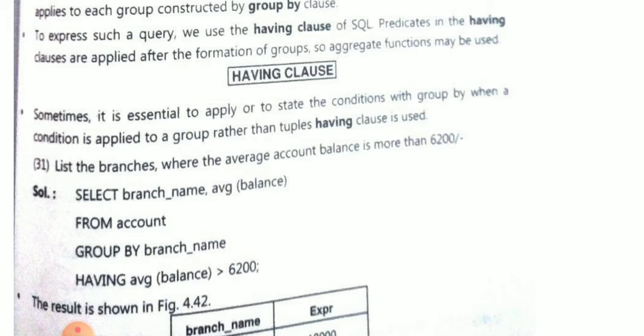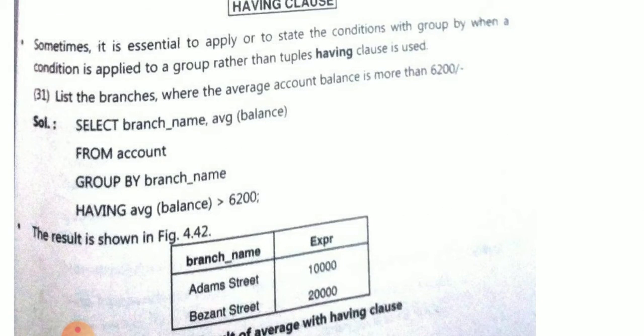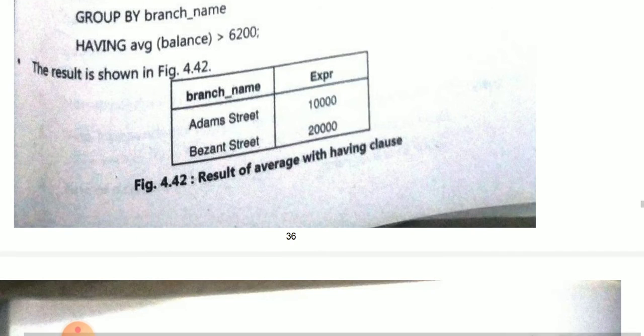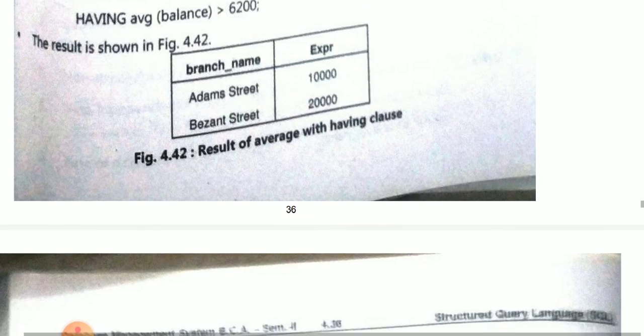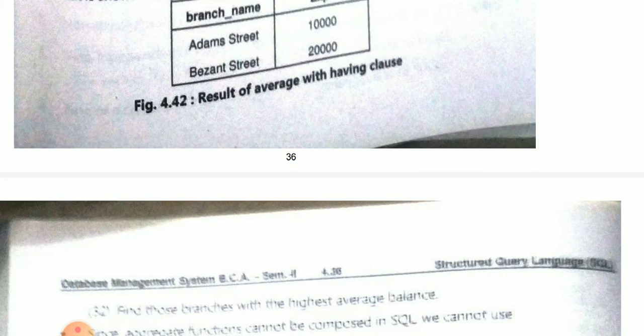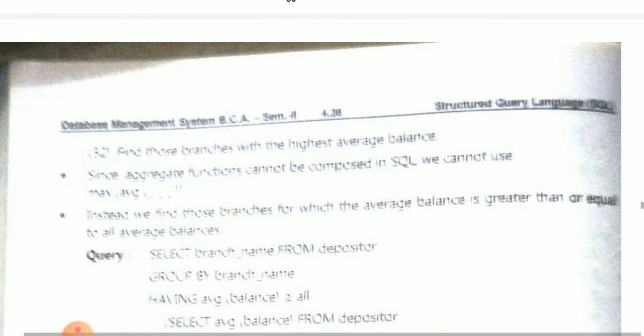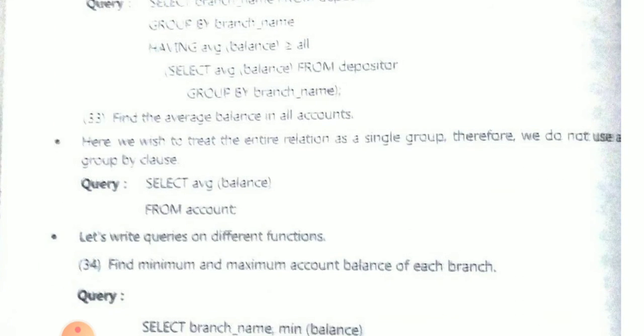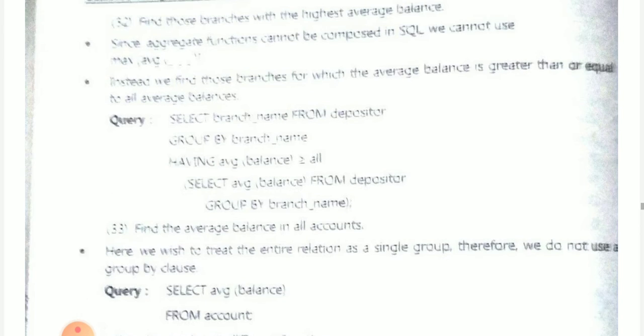For this purpose we have to fire the following query. See here, select branch name, average balance from account group by branch name, having average balance greater than 6200. The result is here: Adam Street and Buzzard Street. This is a result of average with having clause. Here are some examples.